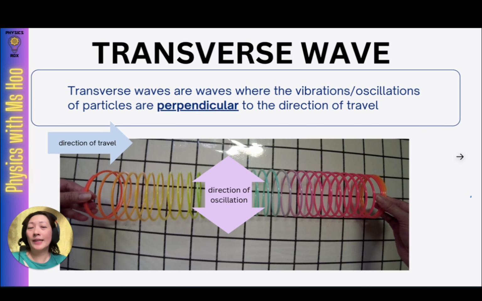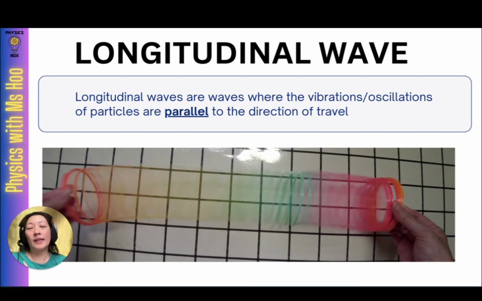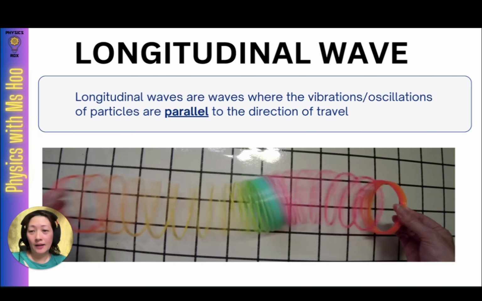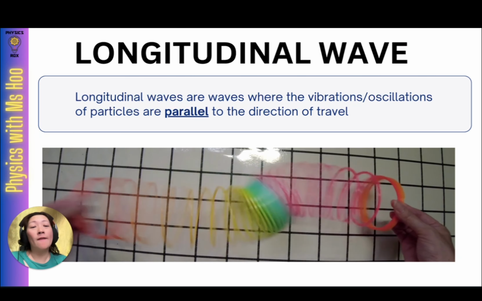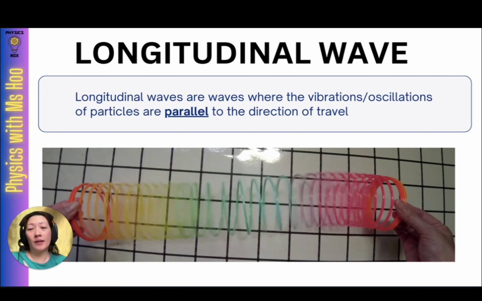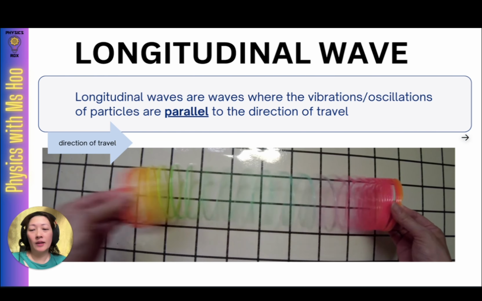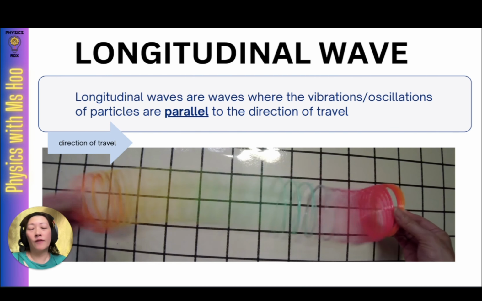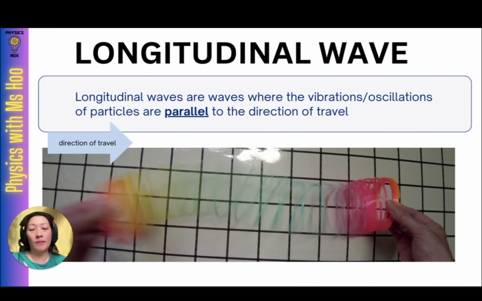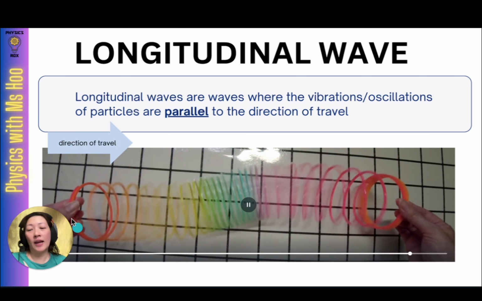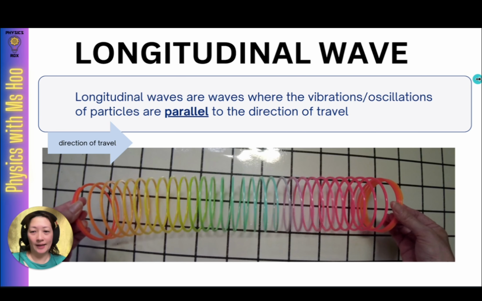And now for the second wave. The second wave is a longitudinal wave. Longitudinal waves are waves where the vibrations or oscillations of particles are parallel to the direction of travel. And as we can see in the video, the waves are also traveling from left to right. So the direction of travel is from left to right. The energy started on the left side and ended on the right side.